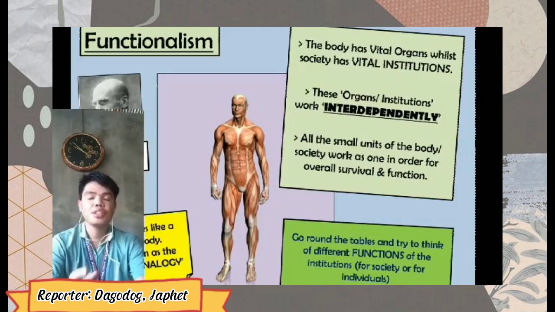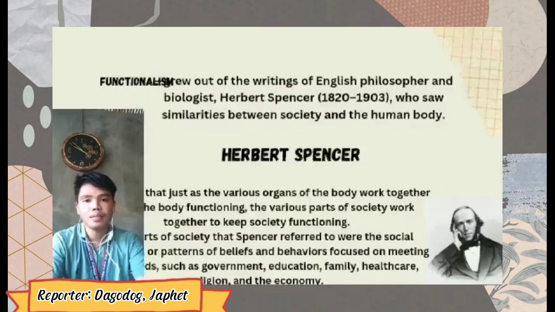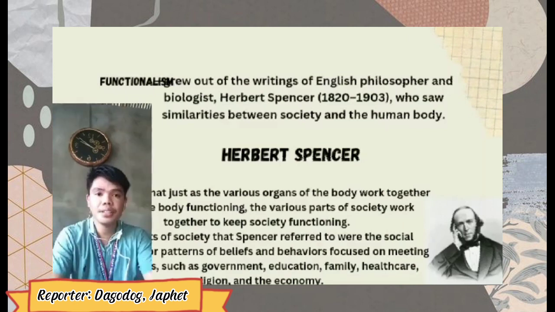Functionalism grew out of the writings of an English philosopher and biologist, Herbert Spencer, 1820 to 1903, who saw similarities between society and the human body. He argued that just as the various organs of our body work together to keep the body functioning, the various parts of society also work together to keep society functioning, which is very true.